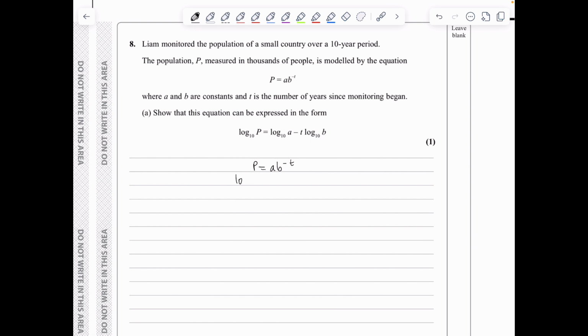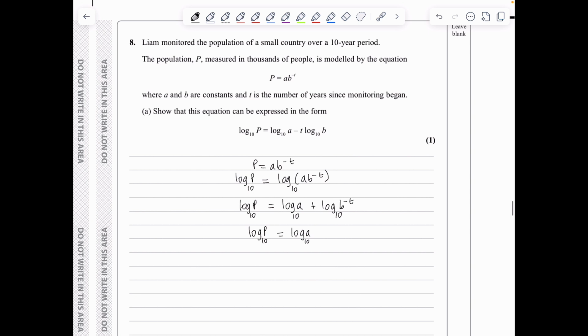So we're looking at log of P base 10 is equal to log of AB to the negative T base 10. Well, on the right hand side, we've got log of A base 10 plus log of B to the negative T base 10. So on the left hand side is still log P base 10. So log of P base 10 is equal to log of A base 10, and the negative T can come down, minus T log of B base 10 as required.